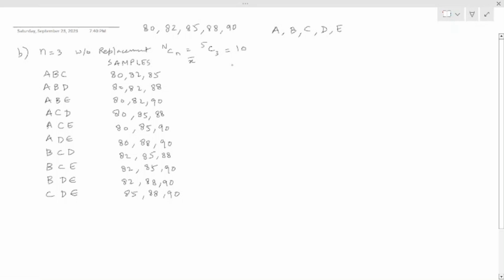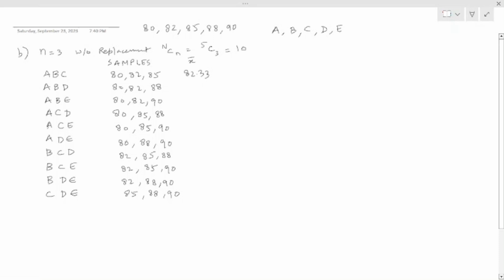Now, we have to compute the mean of each sample. Just add all three numbers and then divide by 3. And we can write down this answer, even though this is coming up as 82.33333 with a recurring decimal, so we have to round this off as 82.33.